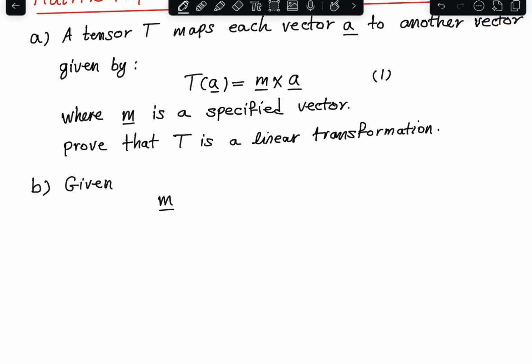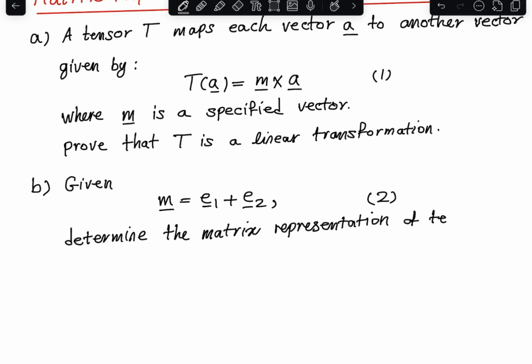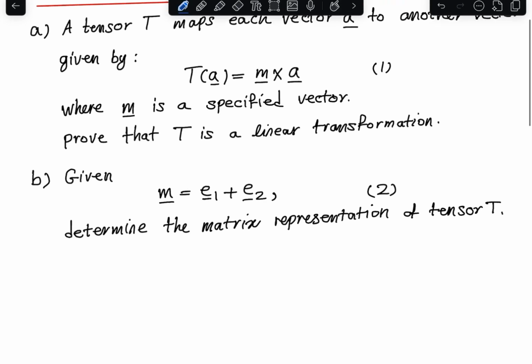Given M is equal to E1 plus E2, determine the matrix representation of tensor T. E1 and E2 are two coordinate bases.